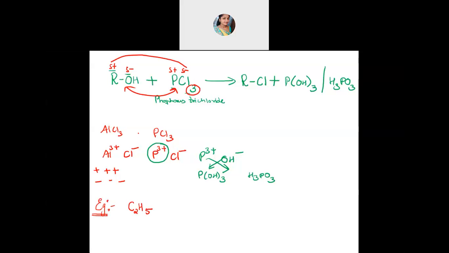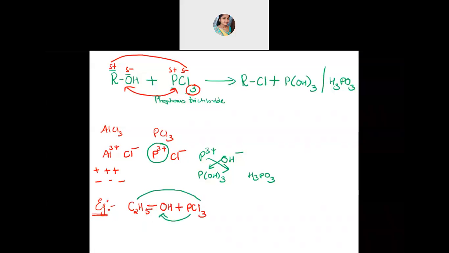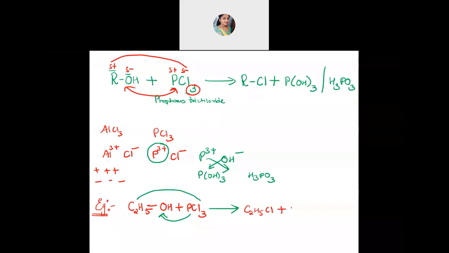Okay, so C2H5OH plus PCl3. Separate the charges. This C2H5 will go with Cl and P will combine with the OH. Okay, so your product will be C2H5Cl plus I'll just write H3PO3. You understood, it should be like P with OH 3 times. So it is H3PO3. Okay, you can balance this. But in organic, if you don't balance the reaction also, you will get marks. So you don't have to worry much.